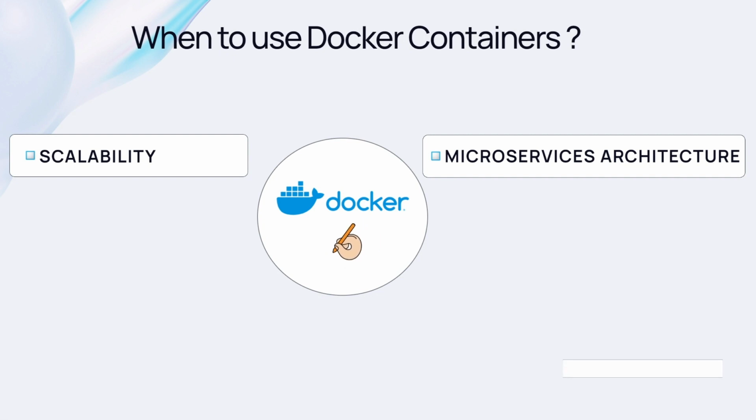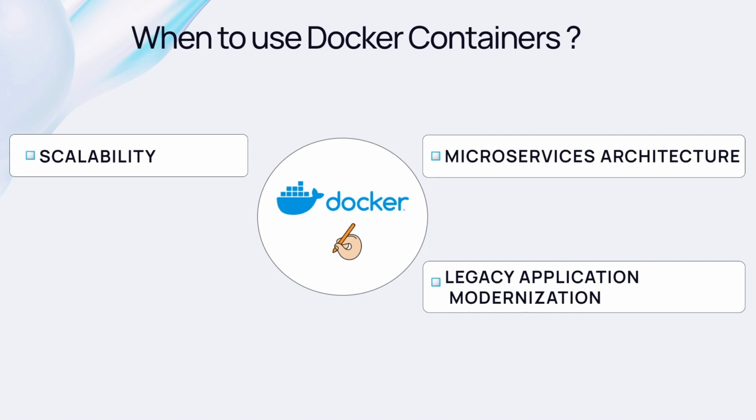And scalability. Docker containers can easily be scaled up or down to handle changes in traffic. Container orchestration platforms like Kubernetes, Docker Swarm, and others can automate container scaling based on demand. And legacy application modernization. Docker can help modernize and extend the lifespan of legacy applications by containerizing them. This allows for easier maintenance, scalability, and integration with modern services.